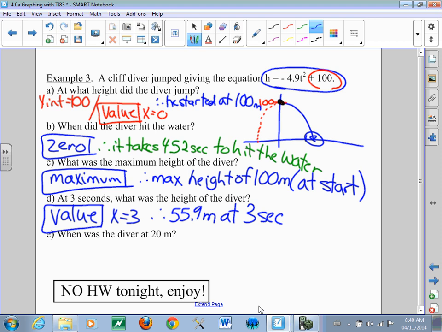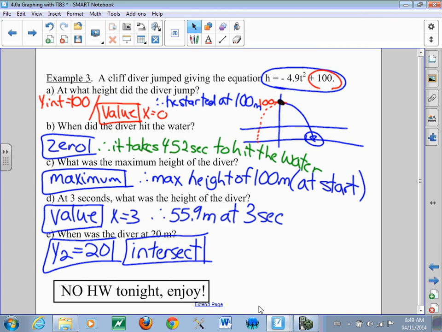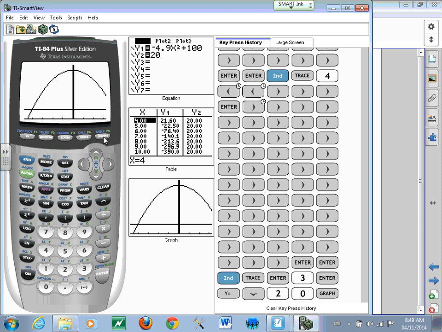Okay, and when was the diver at 20 meters? Again, you've got to go enter in that 20 meter mark. So you got to go like this. So we're going to go y2 equals 20. Find the point of intersection. We're only going to worry about 1 this time because we only have a path of half of the parabola, right? So let's do that. So we're going to go y2 equals 20.